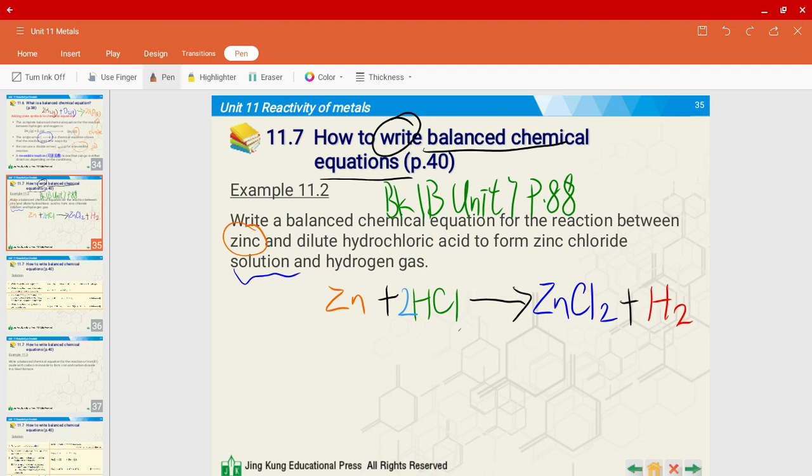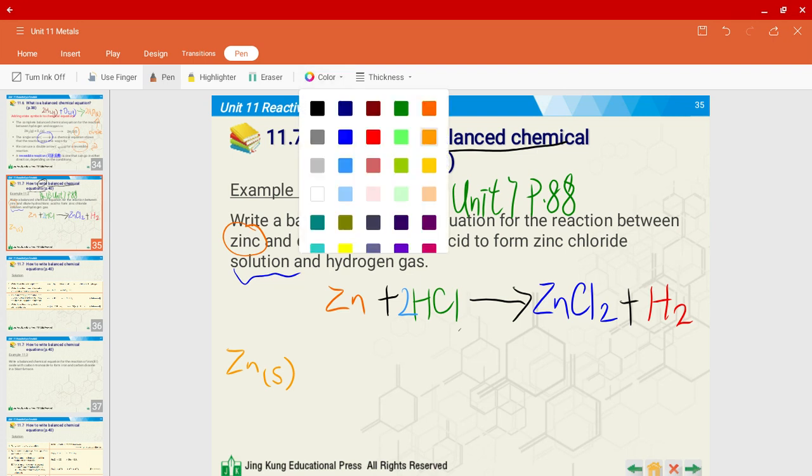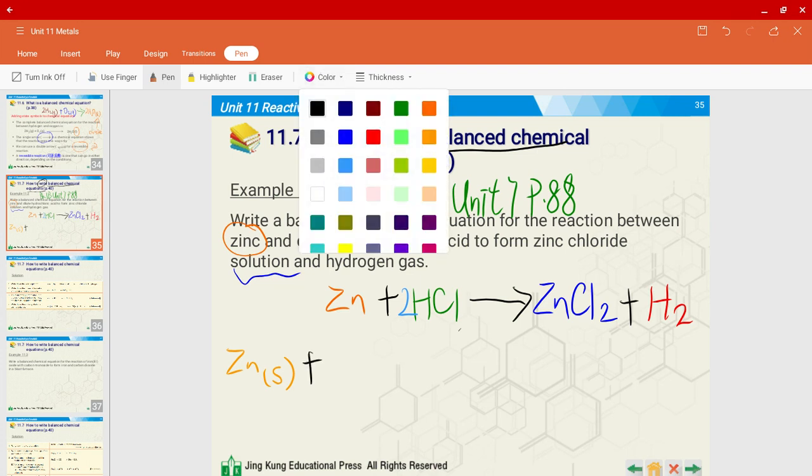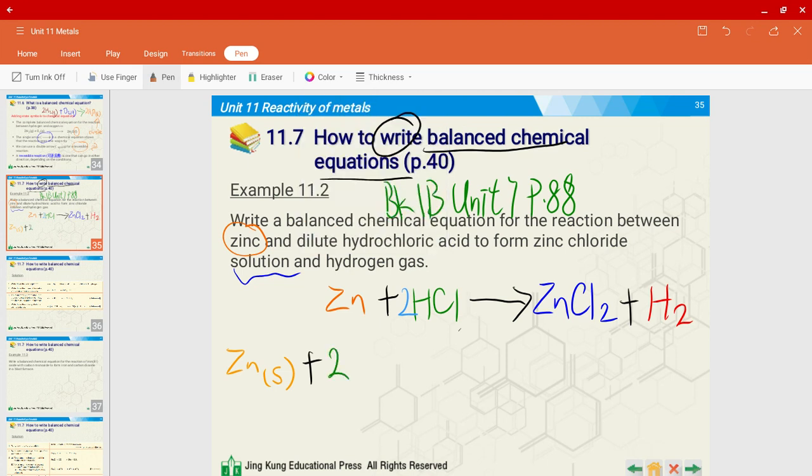All right, one last step before we finish balancing a chemical equation. Remember in the previous video, I mentioned that we need to write down the state symbols, the physical states. So let us do that right now. Zinc, because it is a metal, metals are solid. So zinc, solid, plus hydrochloric acid. For hydrochloric acid, or acids in general, they are aqueous solutions, so aq.